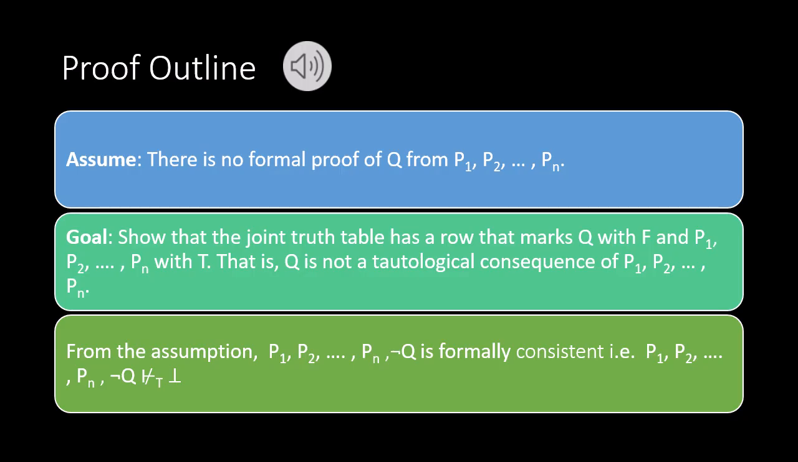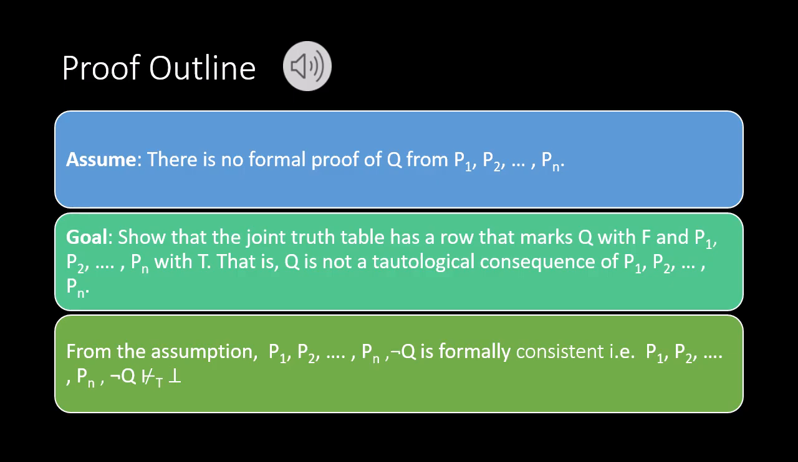Okay, so let's outline the strategy and what we're after one more time. We're going to start by assuming that there's no formal proof of Q from the premises P1 through Pn. Our goal will be to show that the joint truth table has a row, just one row, that marks Q with an F and all of the premises P1 through Pn with a T. That will tell us that Q is not a tautological consequence of P1 through Pn.